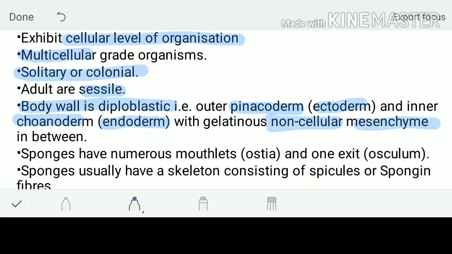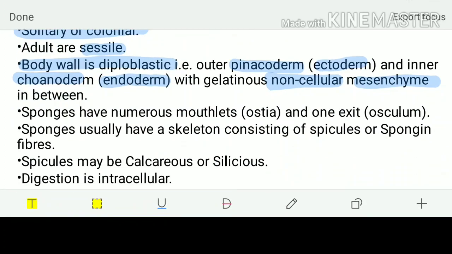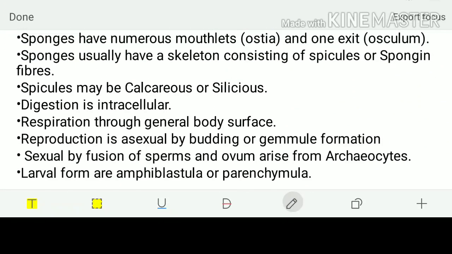Again, the cells present on the pinacoderm will be called pinacocytes, whereas the cells present on the choanoderm will be called choanocytes. Now, they have numerous mouthlets, like small mouths, present on the complete sponge body called ostia, and only one exit pore called osculum, which means the water will be entering from the ostia and exiting from the osculum.